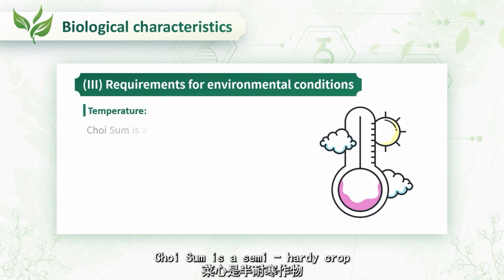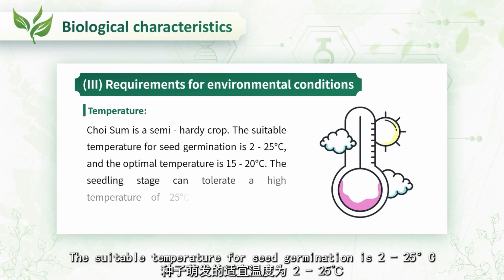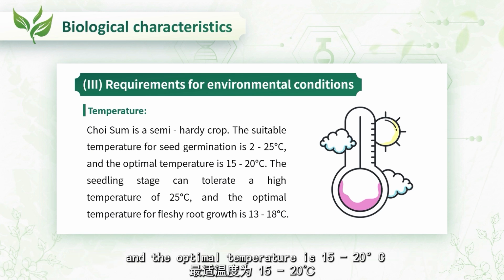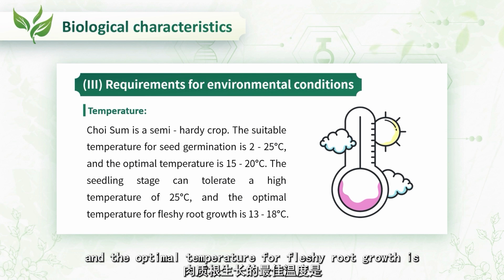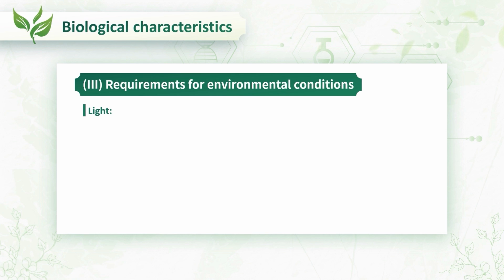Temperature. Choy sum is a semi-hardy crop. The suitable temperature for seed germination is 25 degrees C, and the optimal temperature is 15-20 degrees C. The seedling stage can tolerate a high temperature of 25 degrees C, and the optimal temperature for fleshy root growth is 13-18 degrees C.